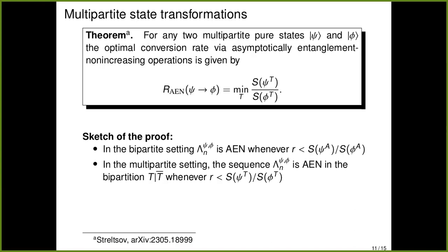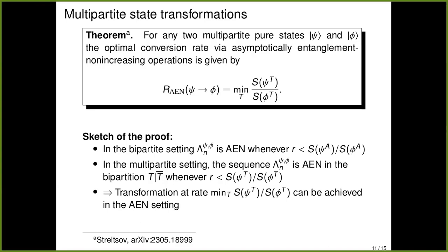And that means, after you have proven this, that in the multipartite setting, this sequence is asymptotically entanglement non-increasing in every bipartition whenever this inequality is true for any subsystem T. And this actually together implies that you can achieve a transformation at that rate. So the map that achieves this transformation is actually this lambda n, right? So you can achieve the transformation with this rate in the setting of asymptotically entanglement non-increasing operations.